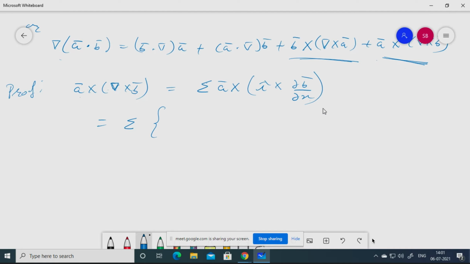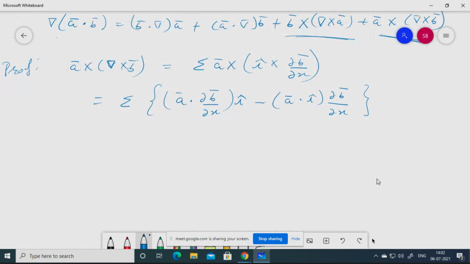So what's the formula for this one? You will have A bar dot I cap times dou B bar by dou X, good, minus what about this I cap? Minus A bar dot I cap into dou B bar by dou X. Understood? Yes, ma'am. Okay, so this is the result you are going to get.